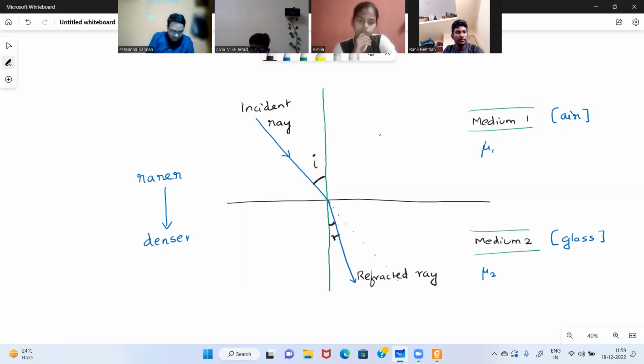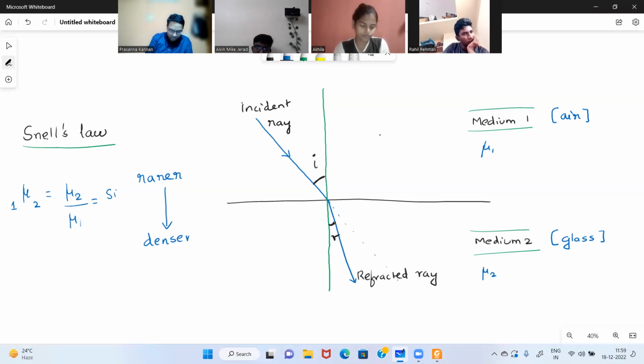Then we have something called Snell's law, which governs refraction. It's also called the law of refraction: sin i by sin r is equal to constant. So the refractive index, when the ray goes from first medium to second medium, mu 1 to 2, should be given by mu2 divided by mu1, and that will be equal to sine of the angle of incidence i divided by sine of the angle of refraction r. Is it clear?